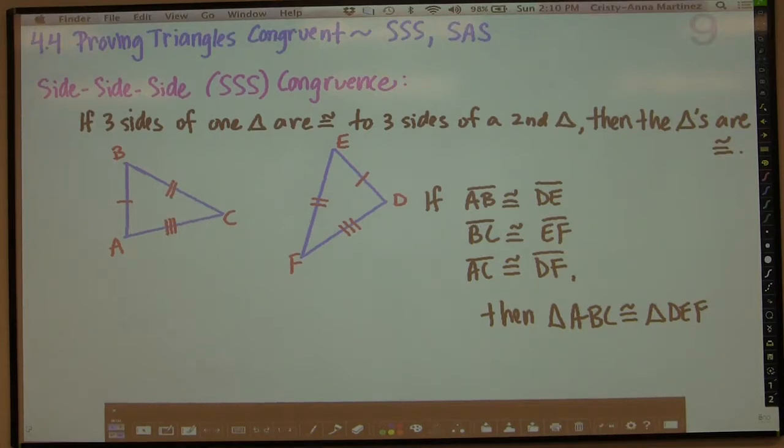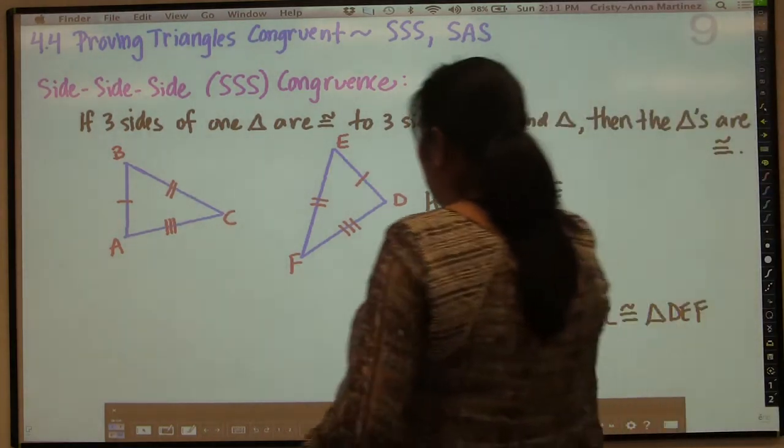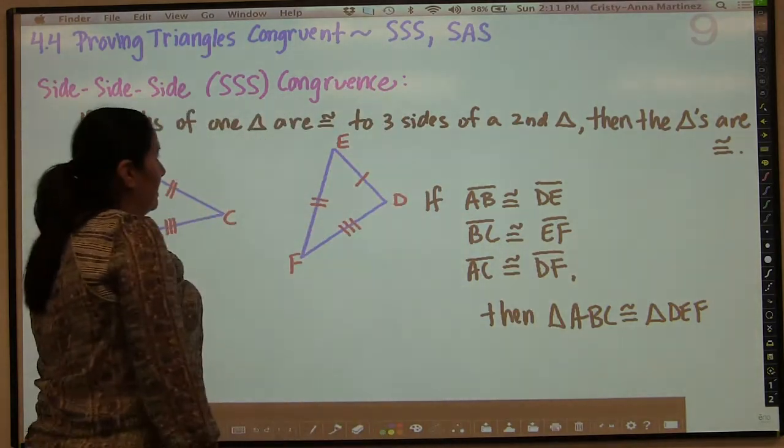So this is a video for geometry. It is chapter 4, section 4, and it is proving triangles are congruent using two methods, side, side, side, and side, angle, side congruence. So first we're going to start off with side, side, side, and of course the acronym SSS stands for side, side, side congruence.